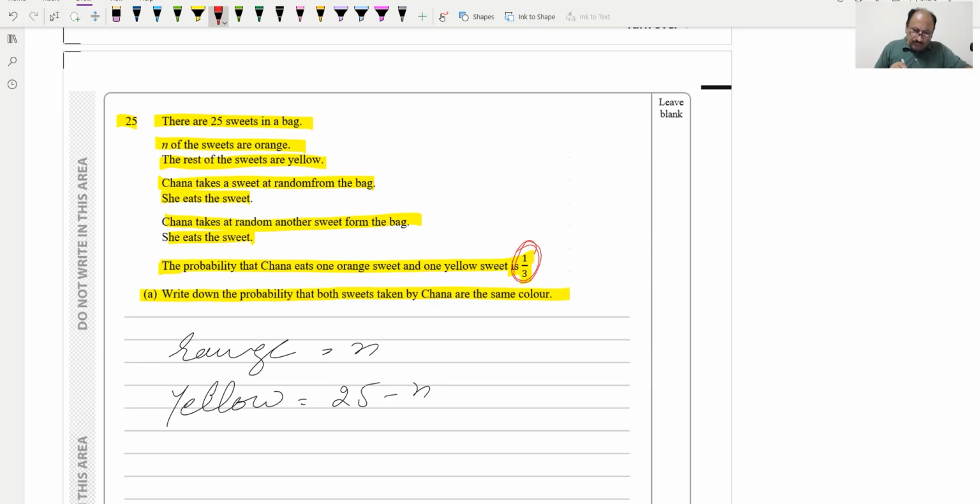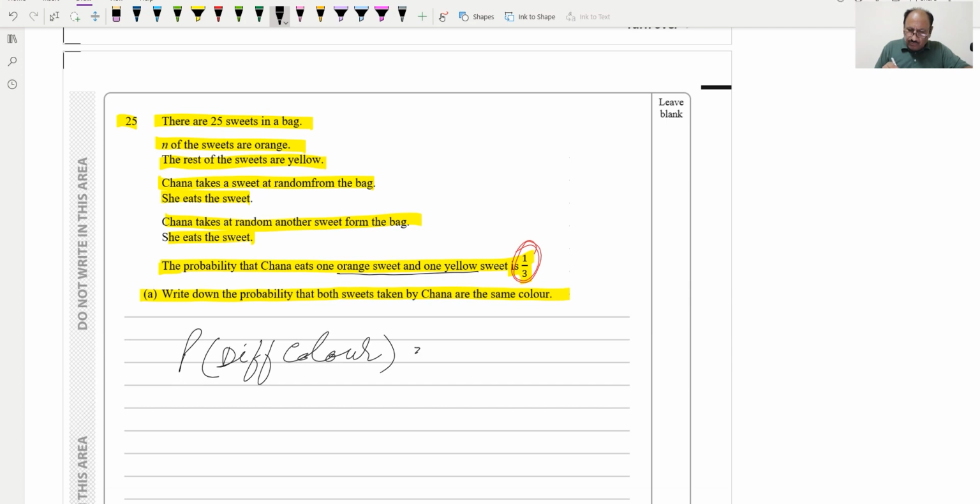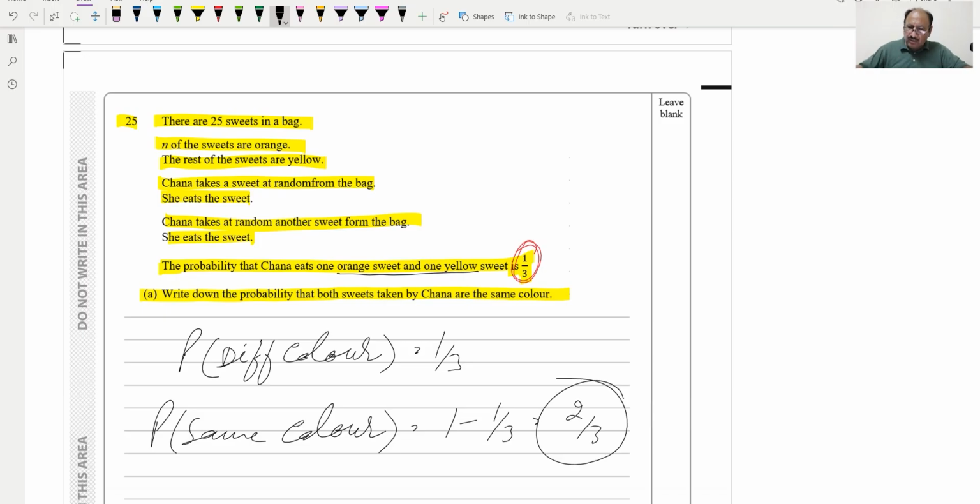So this will not be required for this part. We will have to just write here. The probability that Chana eats one orange sweet and one yellow, so probability of different color is equal to 1 by 3. So probability of same color will be equal to 1 minus 1 by 3, which is equal to 2 by 3. So this will be our answer.